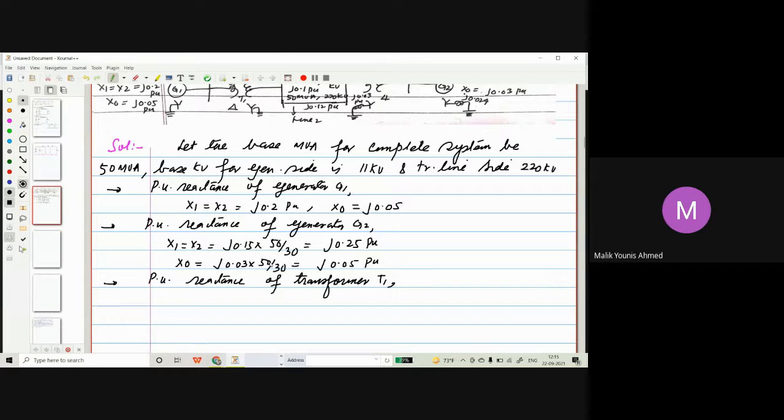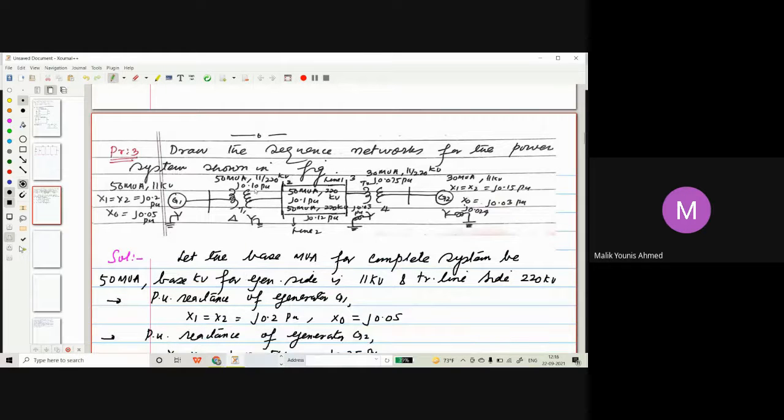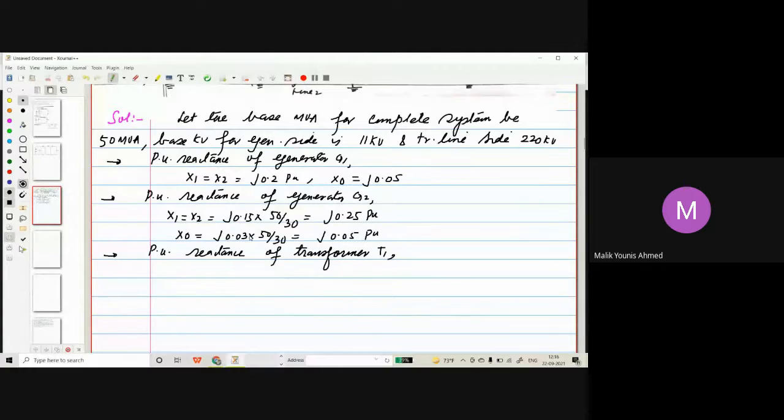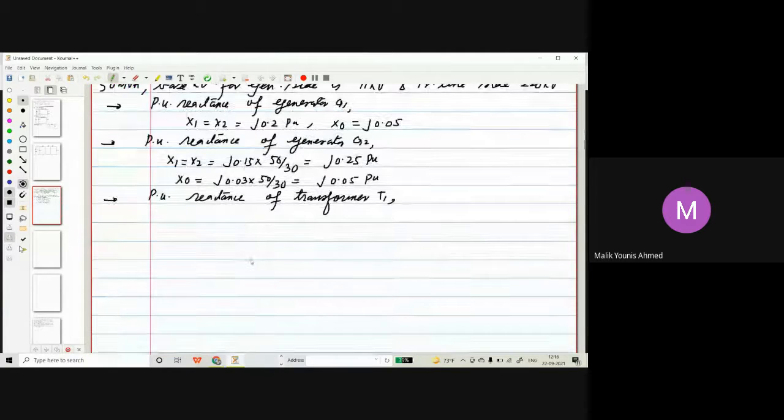Per unit reactance of transformer T1. You can see here all are the same: X1, X2, X0, everything is the same. He has not given separate values, which means everything is the same. So that is J0.1, and we have base values also of 50, so that will be the same. So X1 will be equal to X2 will be equal to X0 will be equal to J0.10 per unit. Okay. Now next is per unit reactance of transformer T2.